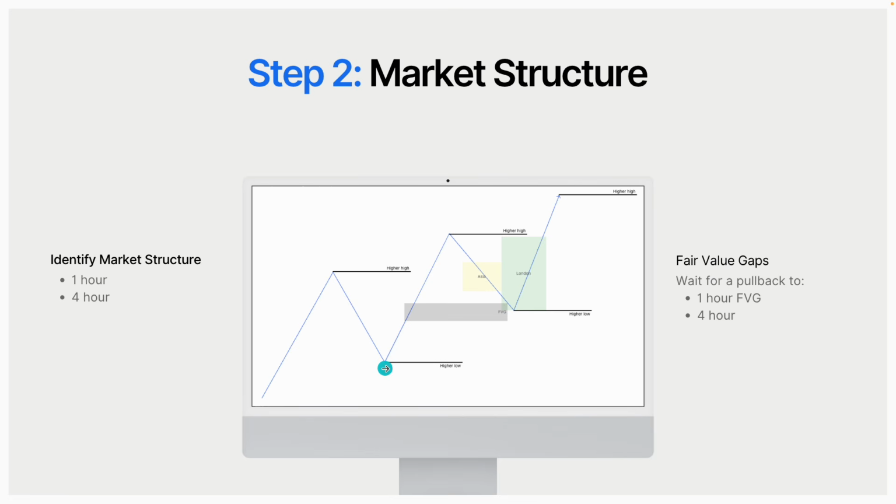So just find your trend, find your higher low and your higher high on the 1 hour or the 4 hour, and then just wait for price to trade into the 1 hour or 4 hour fair value gap in between the higher low and the higher high in this scenario.